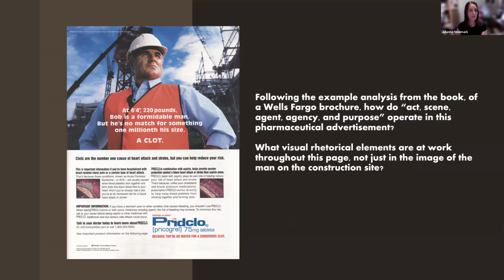But he's no match for something one-millionth his size, a clot. So it's calling upon this agent in the image to make an agentive decision around his health, to talk to his doctor about Pridclo, I guess is the name of this medicine, because you're no match for a dangerous clot. Again, in this analysis, we can see how we might apply both the Aristotelian appeals and this Burkean pentad in order to better understand the way that this document works in terms of its visual imagery.